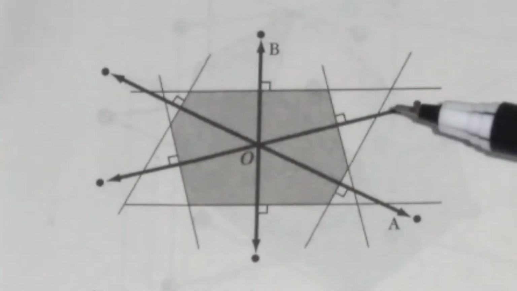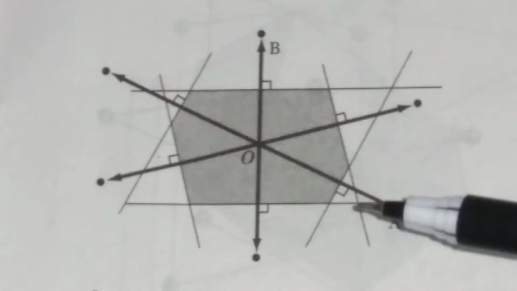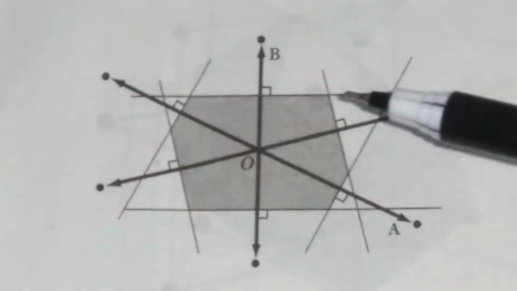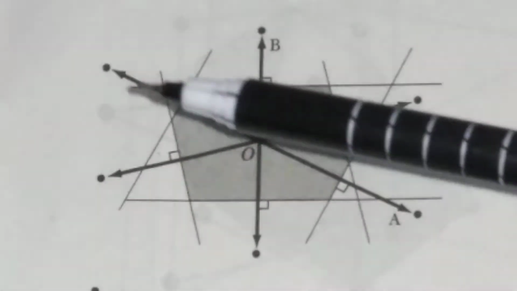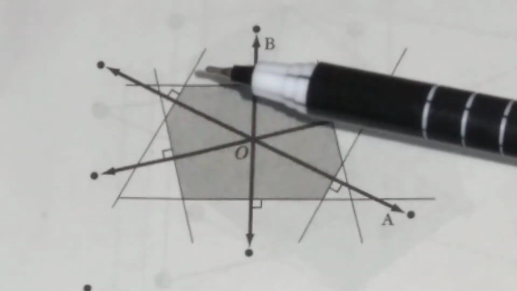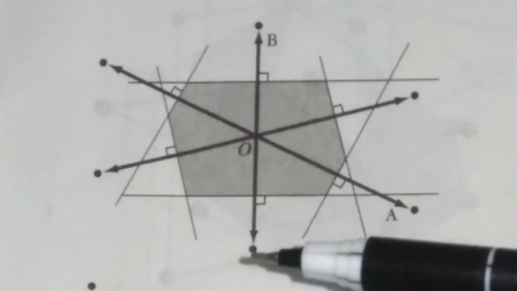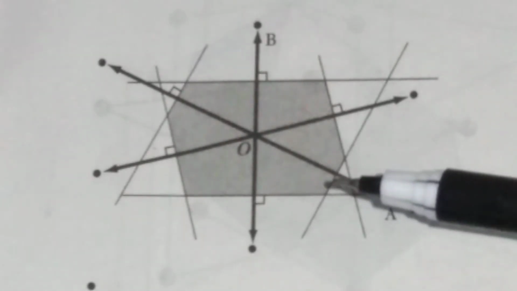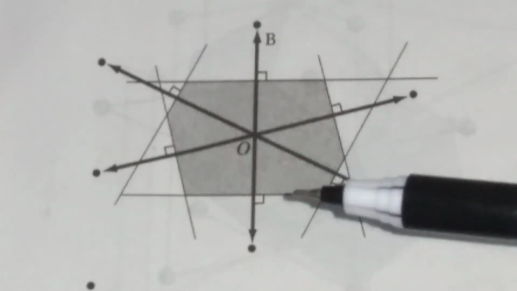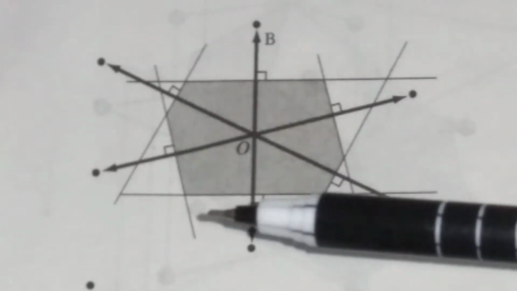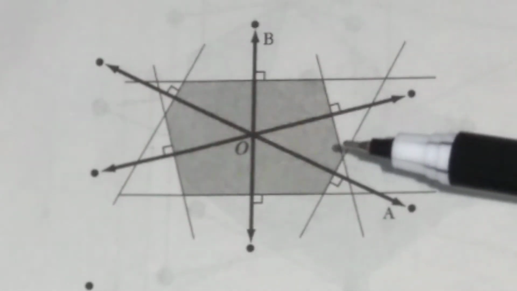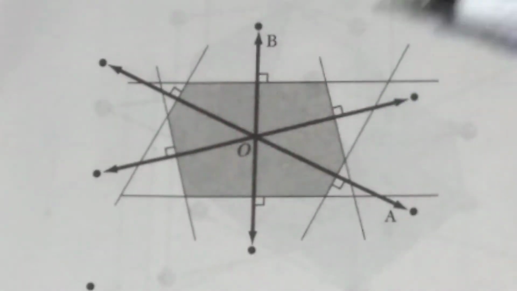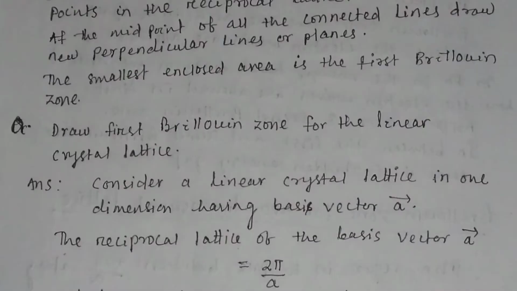To this vector, you draw a perpendicular line like this. To this vector, draw a perpendicular line like this. To this vector, draw a perpendicular line like this. Similarly, for this vector, you draw a perpendicular line like this. Okay. Then the smallest enclosed area is the first Brillouin zone. So this is the smallest enclosed area, which is nothing but the Wigner-Seitz cell. It is called the first Brillouin zone.